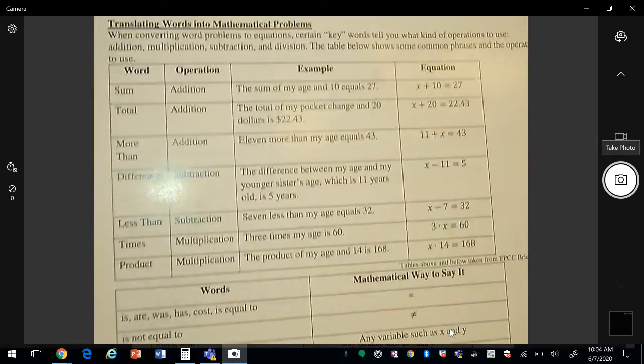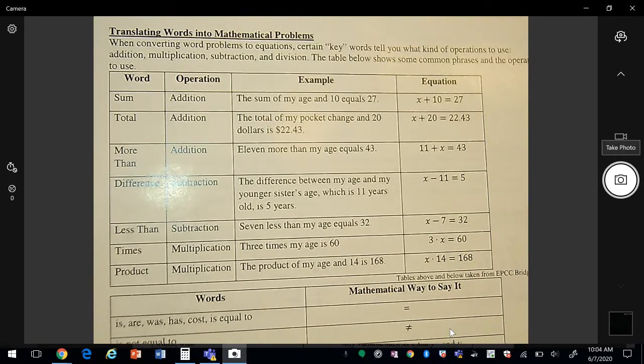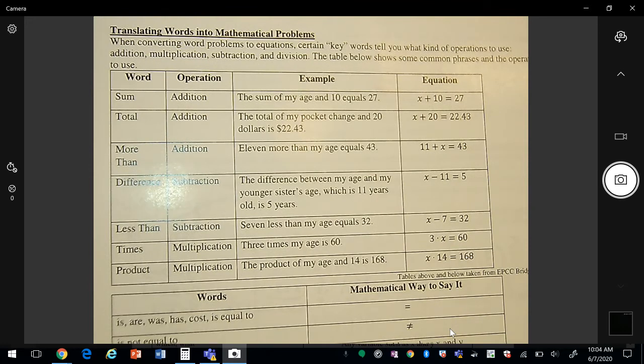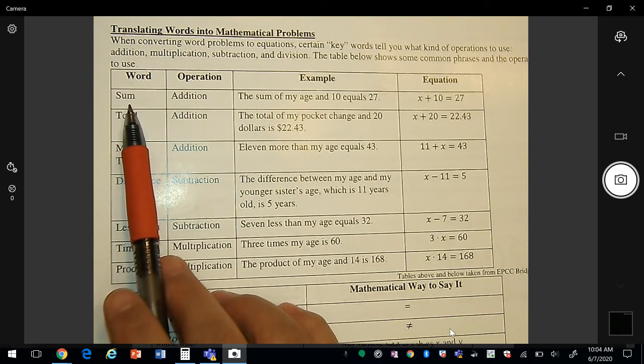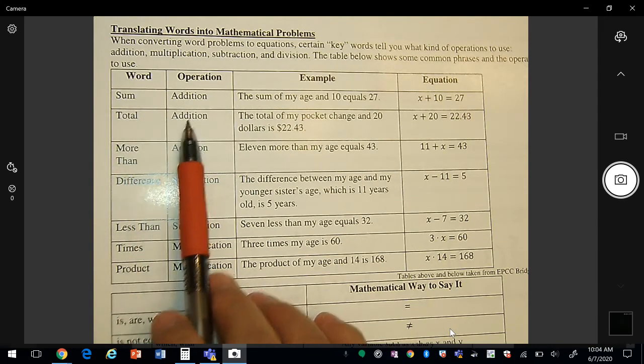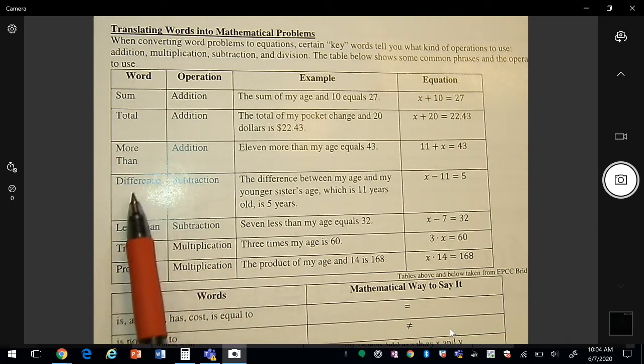Translating words into mathematical problems. When converting words to equations, we need to understand key terms. So for example, sum, the operation would be addition. Total, still addition. More than, we use addition.